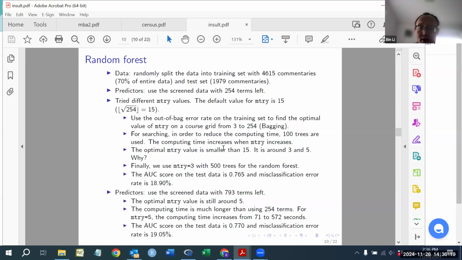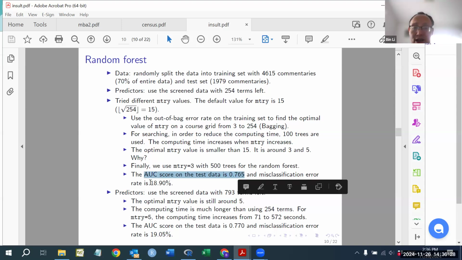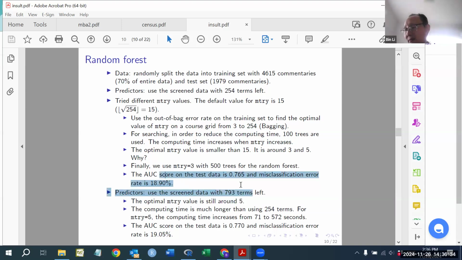Okay, so that's the reason. And here the AUC score is about 0.76, and the miss rate is about 18.9%. So the classification results are not very impressive.